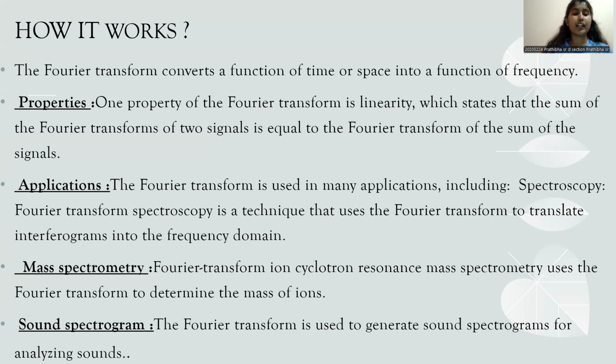Application of Fourier transform. A Fourier transform is used in many applications such as spectroscopy. Fourier transform spectroscopy is a technique that uses the Fourier transform to translate interferograms into the frequency domain. Mass spectrometry. Fourier transform ion cyclotron resonance mass spectrometry uses the Fourier transform to determine the mass of ions. And another important application of Fourier transform is the sound spectrogram. The Fourier transform is used to generate sound spectrograms for analyzing sounds.